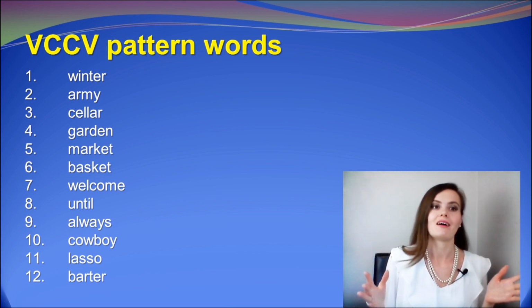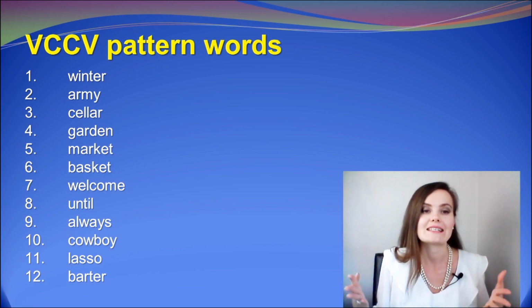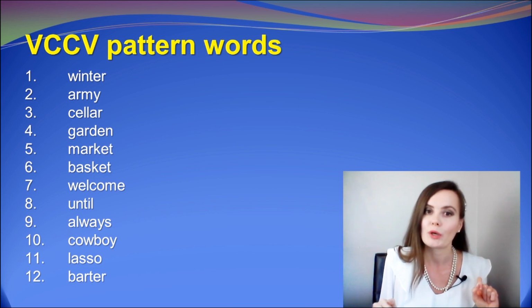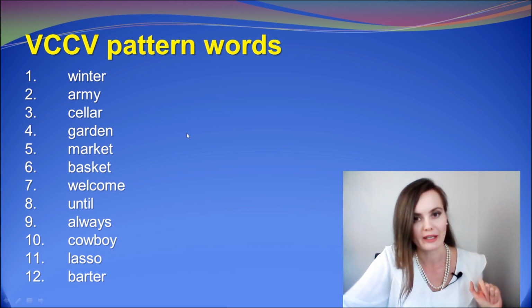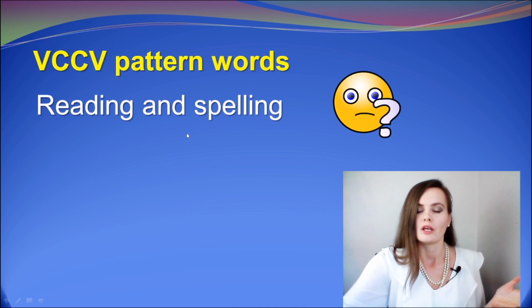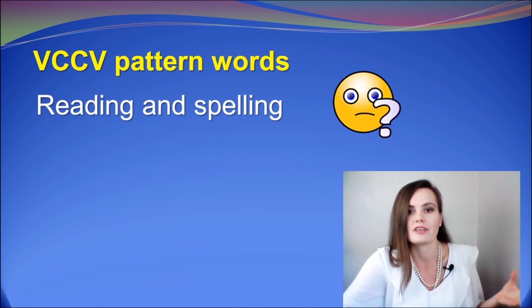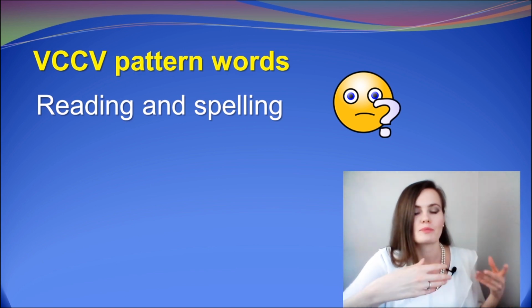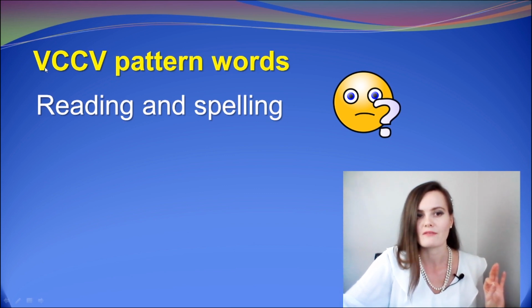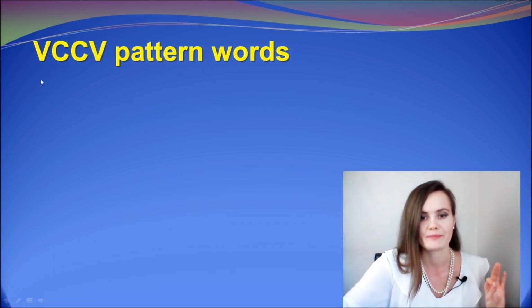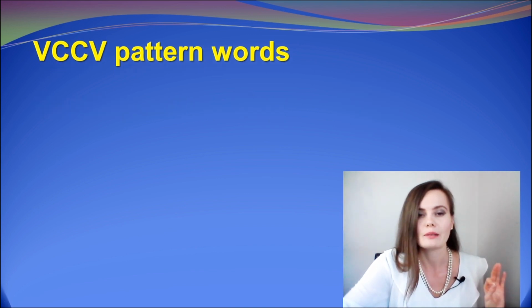Okay, so these are the VCCV pattern words that we will work on today. There are only 12 words that we will learn how to read and how to spell today. So now you can ask me what are the VCCV pattern words? How to read, how to spell them, what does it mean? So you already know one thing, that V means vowel and C means consonant. Let's see how it works. So VCCV pattern words.